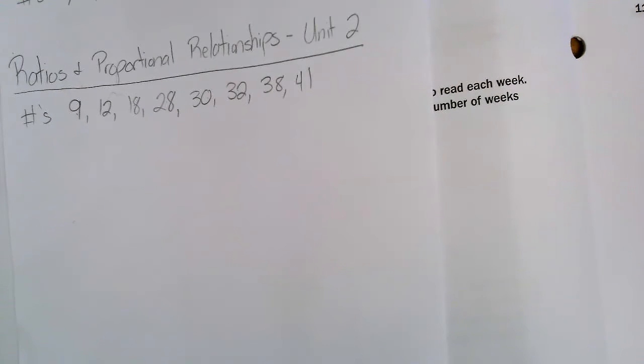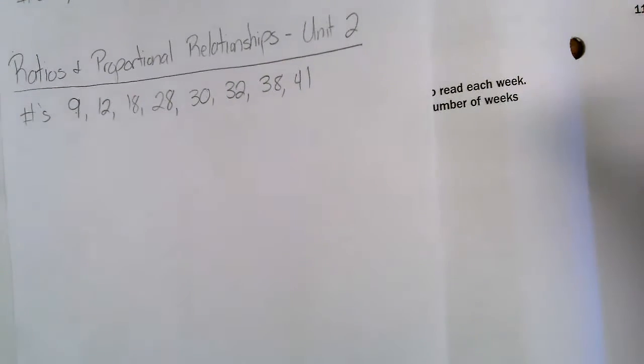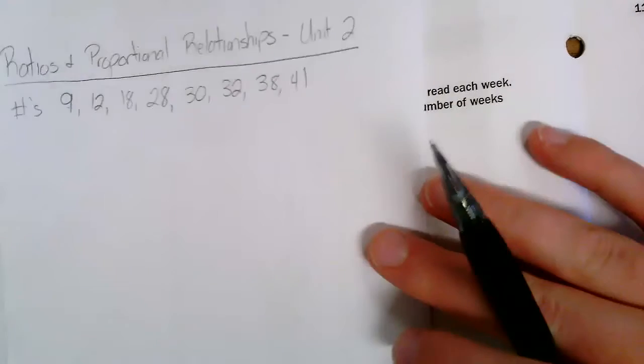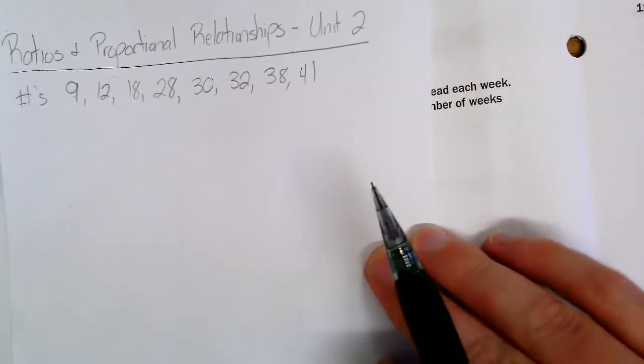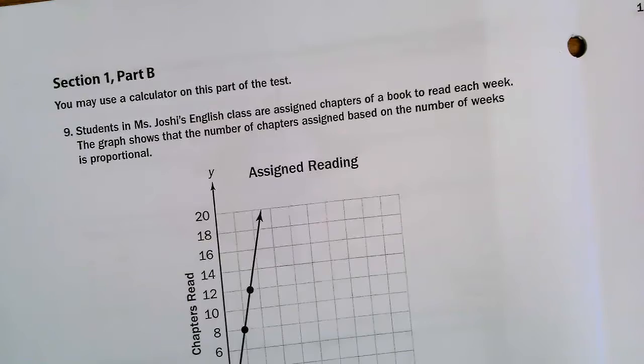Part 2 of the Georgia Milestones Math Review. We're going to look at ratio and proportional relationships. That's from Unit 2, and we'll cover numbers 9, 12, 18, 28, 30, 32, 38, and 41. For this part of the review, you can use a calculator.